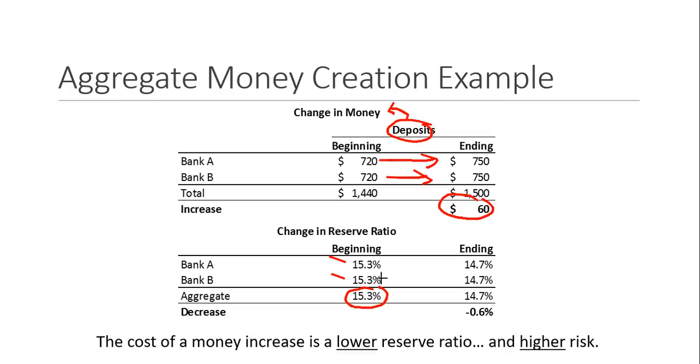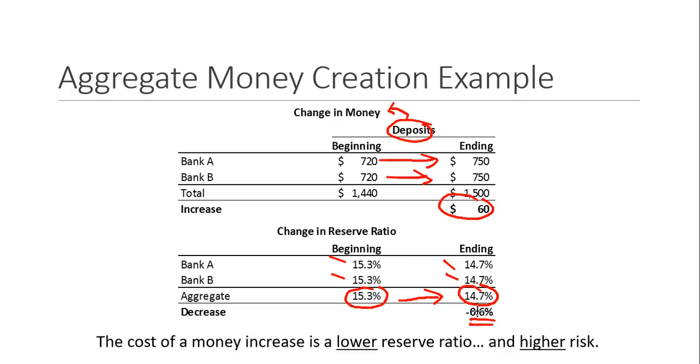Let's look at the ending reserve ratios. Both banks have an ending reserve ratio of 14.7%, resulting in an aggregate banking system reserve ratio of 14.7%. And that, notice, is a decrease. We went down from 15.3% to 14.7%. We have a decrease in the aggregate reserve ratio of 0.6%.